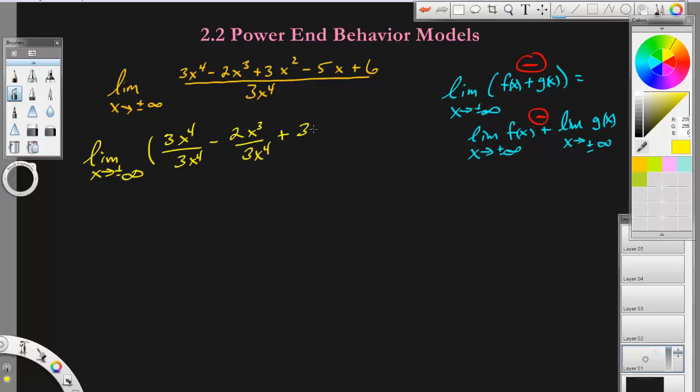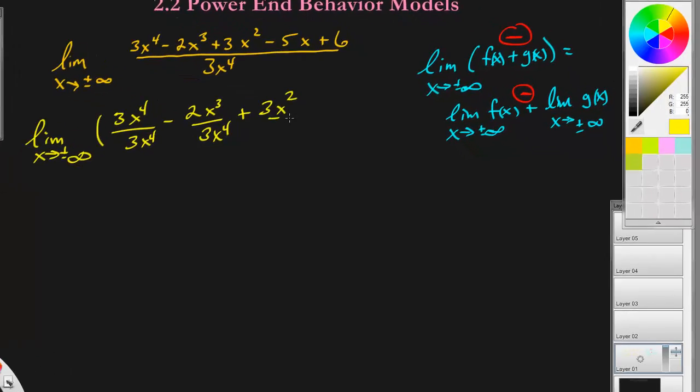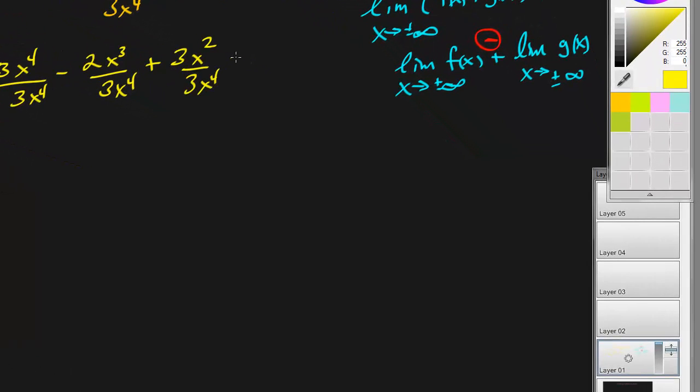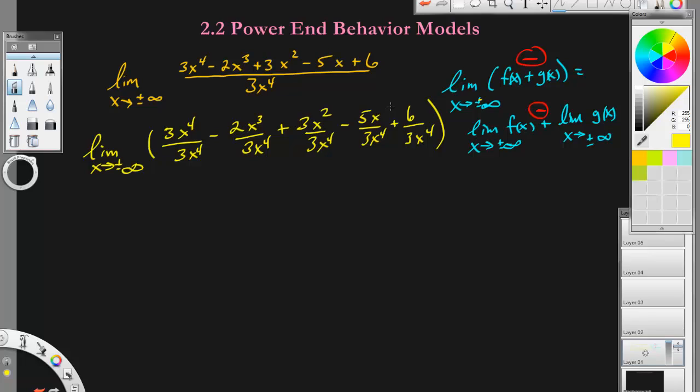plus 3x to the second over 3x to the fourth. I'm just writing each one here: 5x over 3x to the fourth plus 6 over 3x to the fourth. So this is true. We're using this sum and difference rule for infinite limits like that. Now, what we can do now is reduce these things.